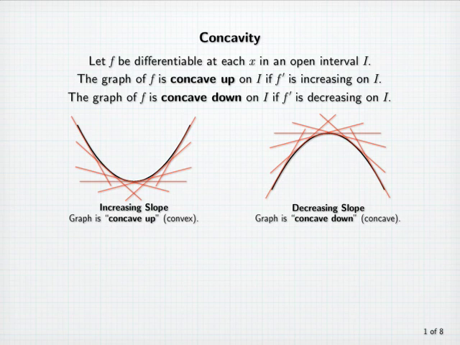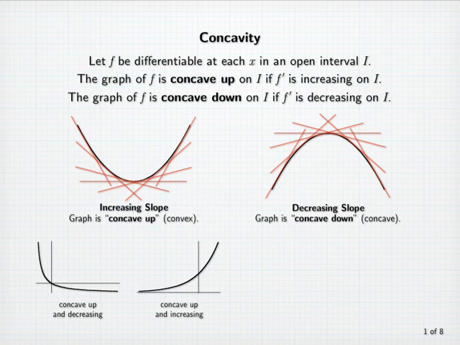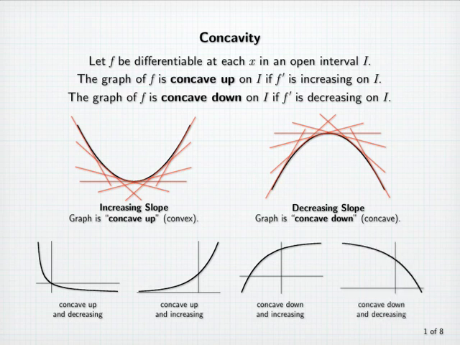Even though both of these pictures indicate a local extreme value, we point out that that need not be the case. Here's a graph that is concave up where the function is always decreasing. Here's a graph that is concave up where the function is always increasing. This graph is concave down and the function is always increasing. And this graph is concave down while the function is always decreasing.